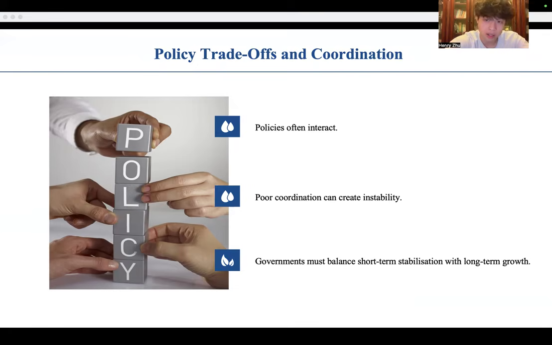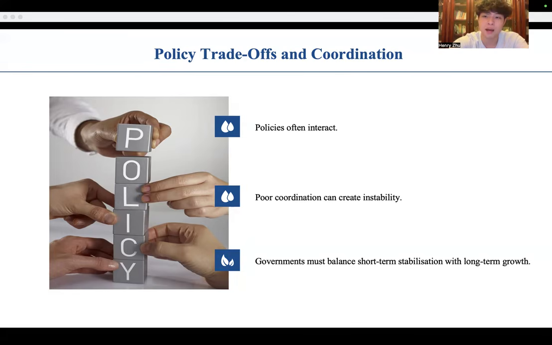Now, here's something economists pay a lot of attention to. These policies don't work independently, they often interact. Imagine the government is increasing spending to stimulate growth. At the same time, the central bank is raising interest rates to reduce inflation. These two policies are working against each other. That's why policy coordination is so important.